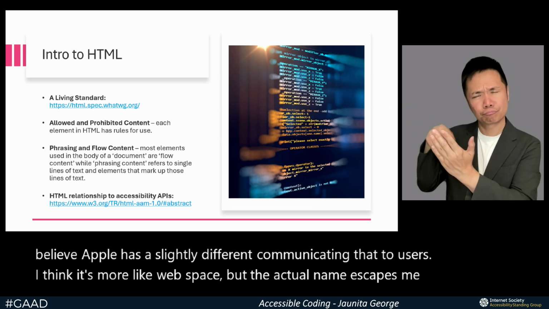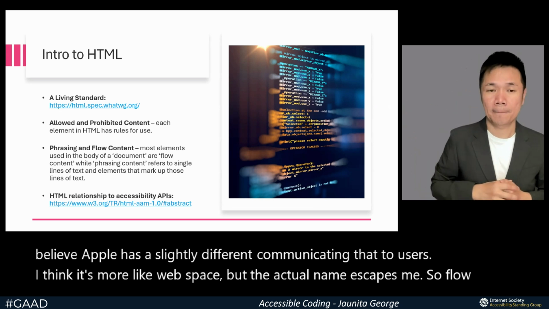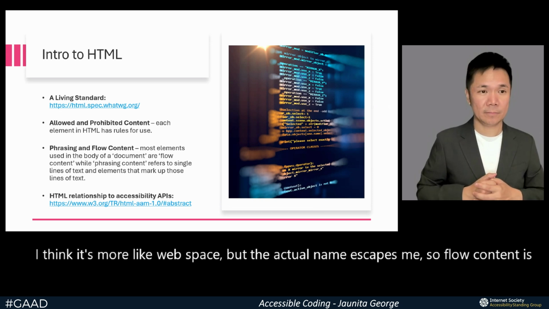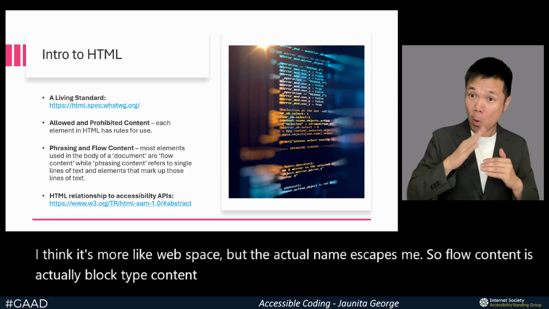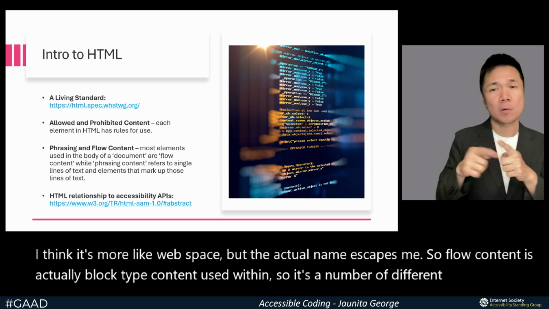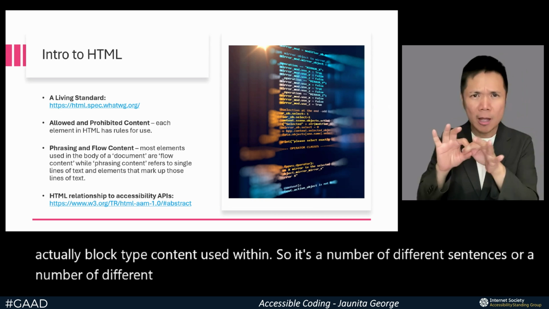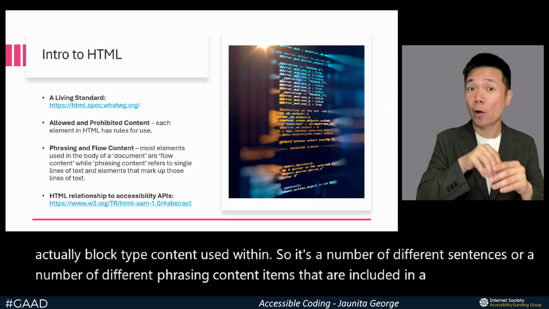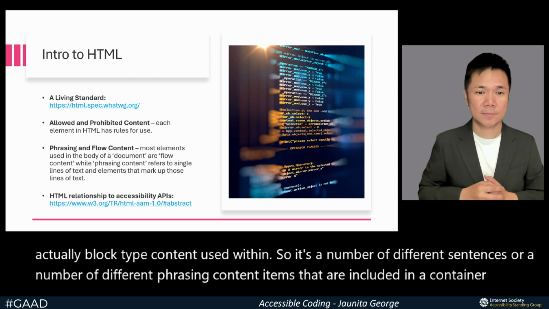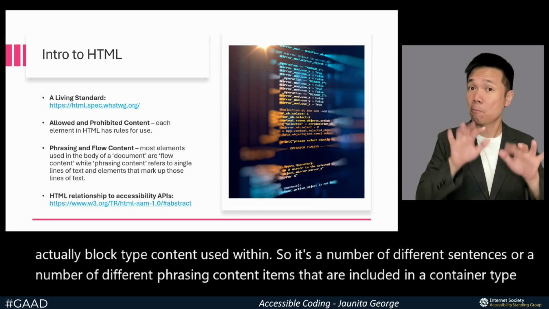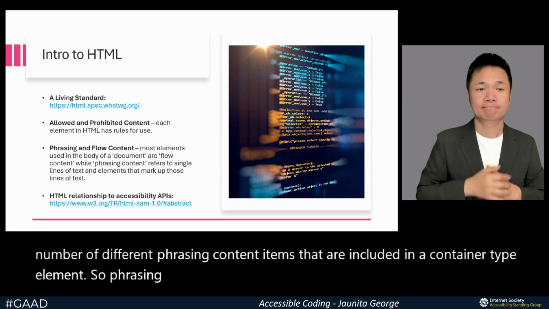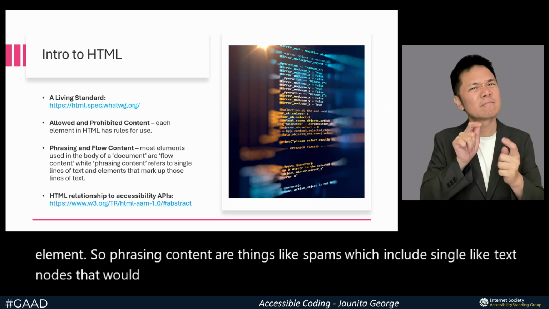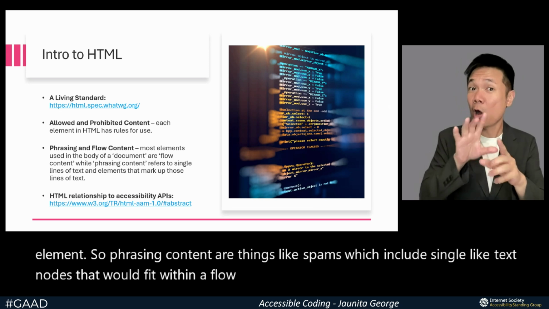So flow content is block type content, a number of different sentences or a number of different phrasing content items included in a container type element. Phrasing content are things like spans, which include single text nodes that would fit within a flow content node.